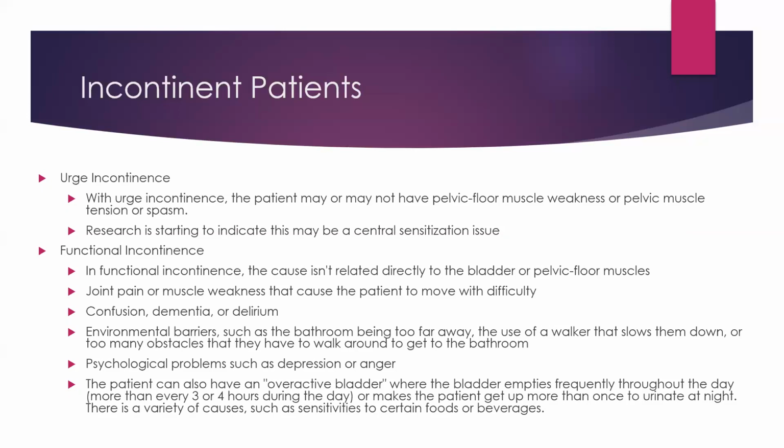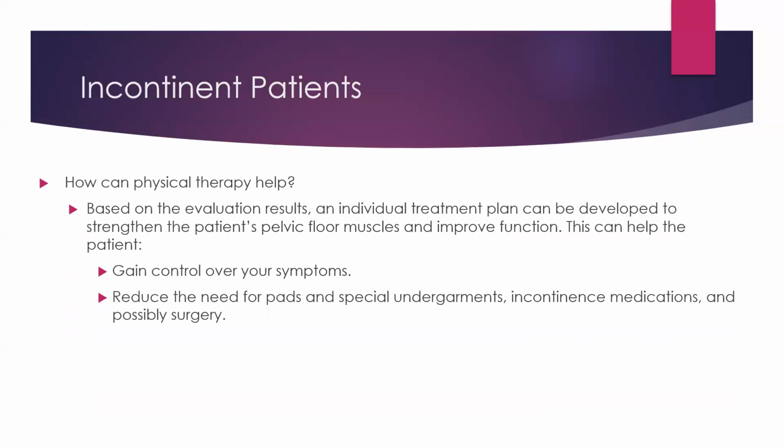So if they already have a problem with the bladder and then they can't get to the bathroom, that's going to lead to this functional incontinence. So how can we help? Well, based on evaluation results, individual treatment plans can be developed to help strengthen the patient's pelvic muscle and pelvic girdle, and help overall train the patient to gain more control over the symptoms and reduce the need for assistance pads or special undergarments, incontinence meds, and or sometimes up to possible surgery.